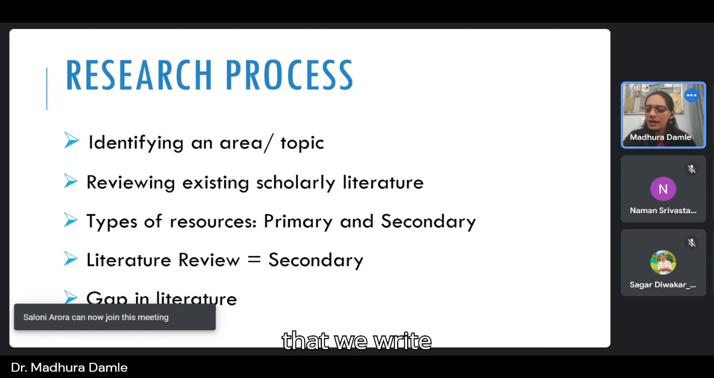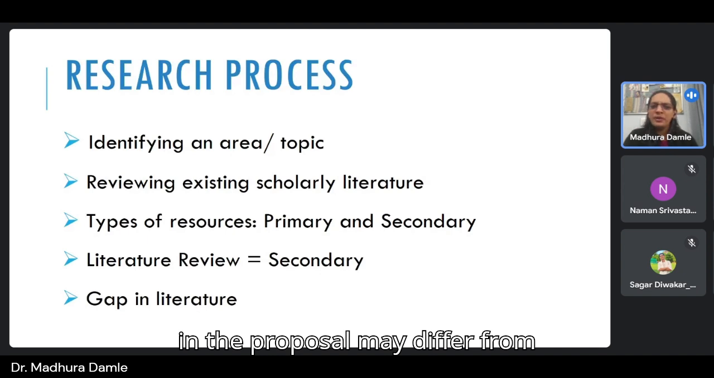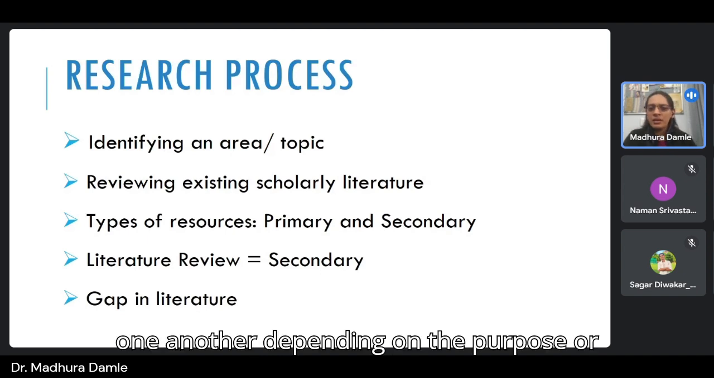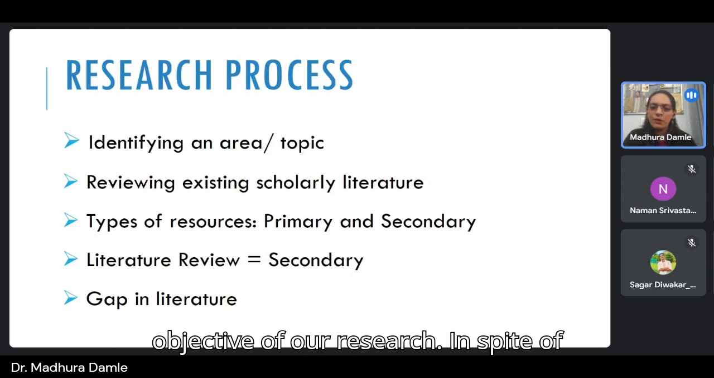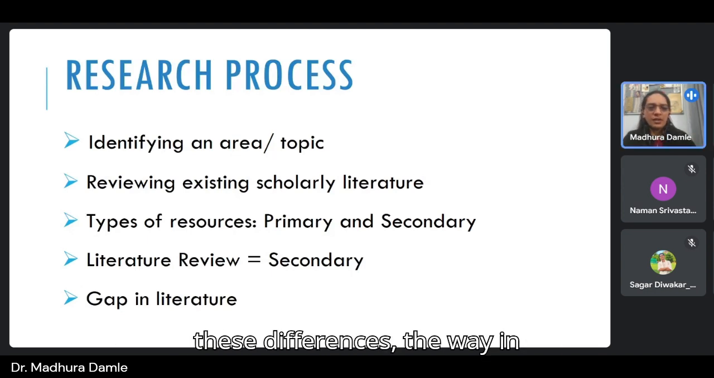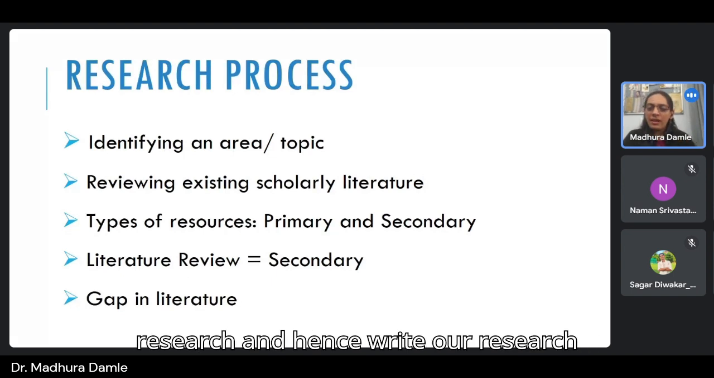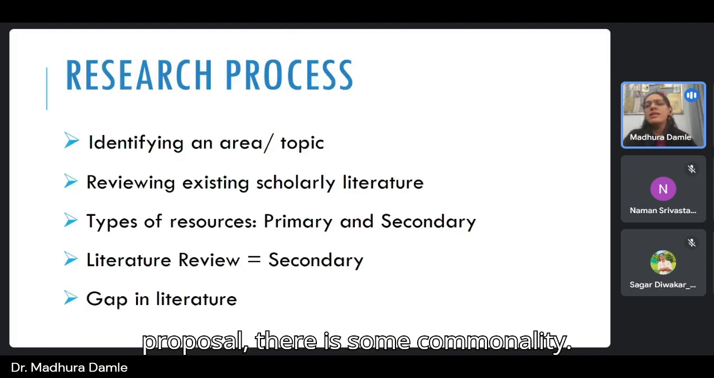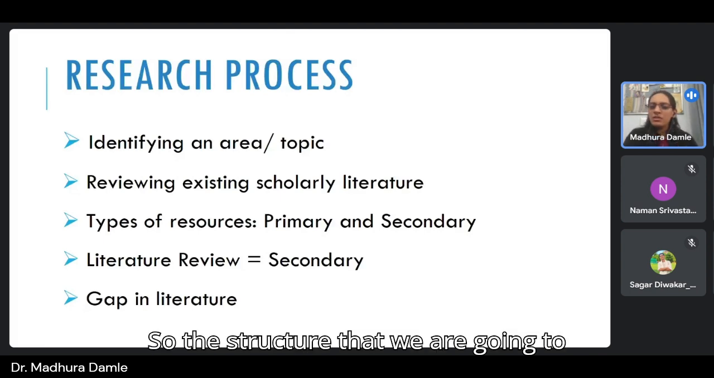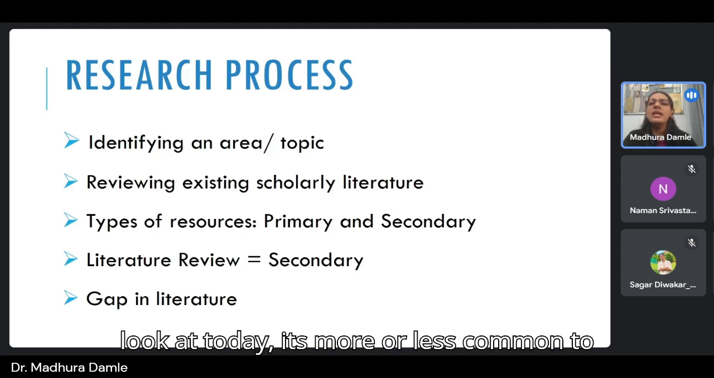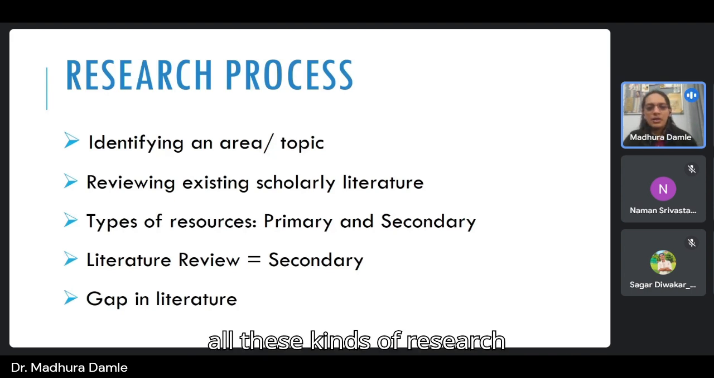And some of the things that we write in the proposal may differ from one another depending on the purpose or objective of our research. In spite of these differences, the way in which or the method in which we conduct research and hence write our research proposal, there is some commonality. So the structure that we are going to look at today, it's more or less common to all these kinds of research.